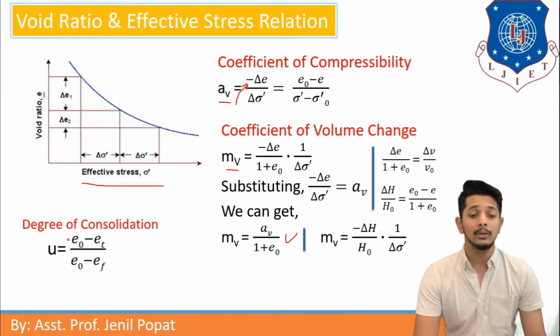Here e0 is the initial void ratio, et is the void ratio at time t, and ef is the final void ratio. So these are the formulas which will be useful for numericals also.